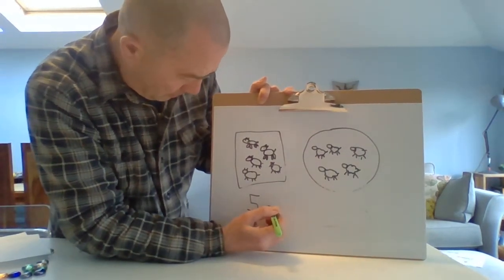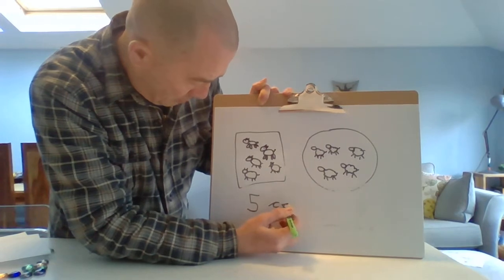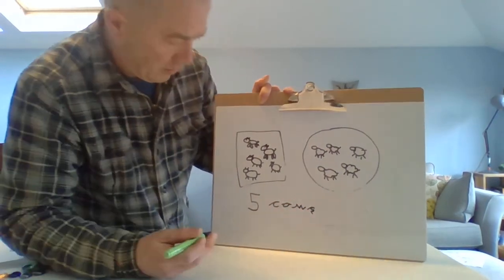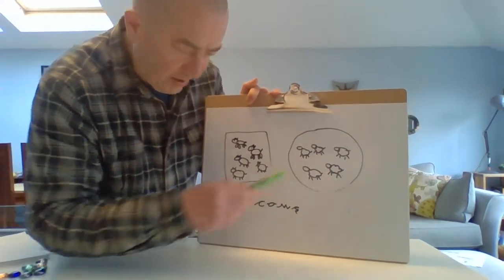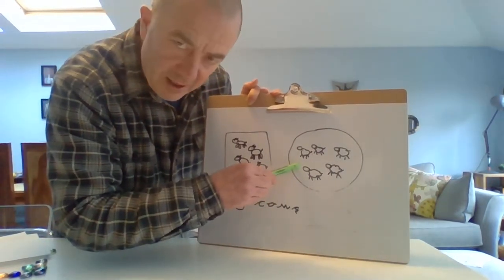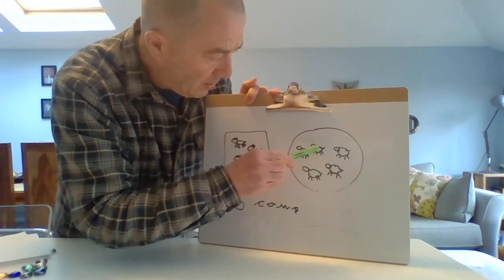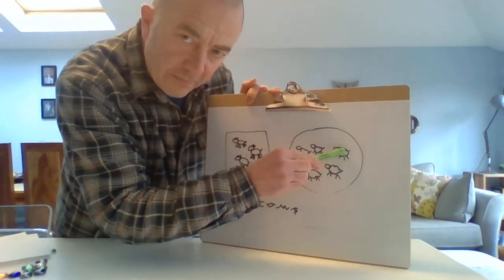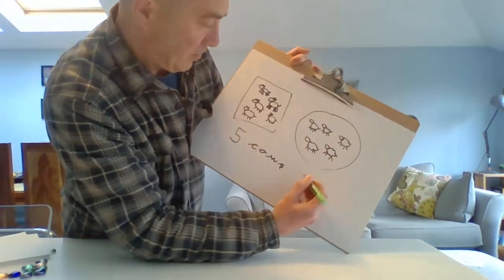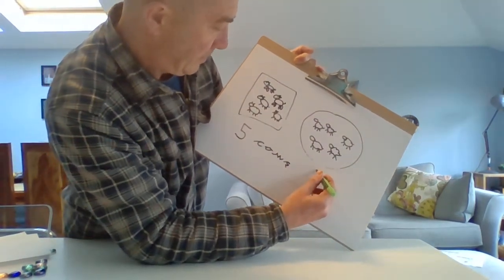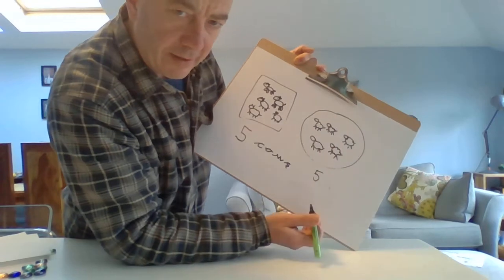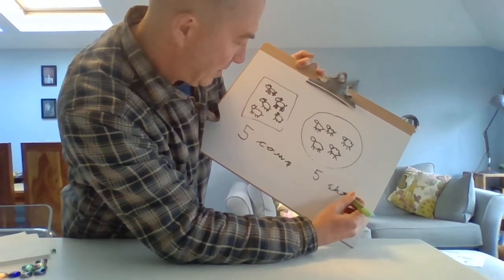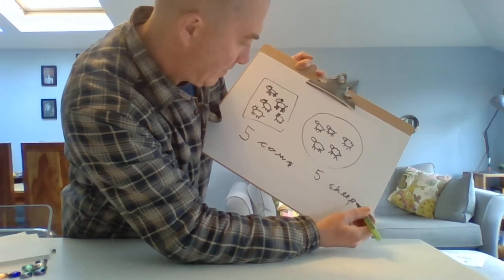So I'm going to write. Okay, let's remind ourselves how many animals in here. 1, 2, 3, 4. One more makes 5. That's right, 5. So I'm going to write the numeral 5. And I'm going to write what they are, which are sheep.